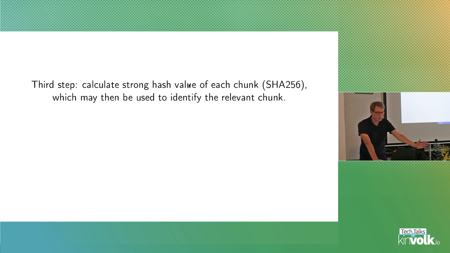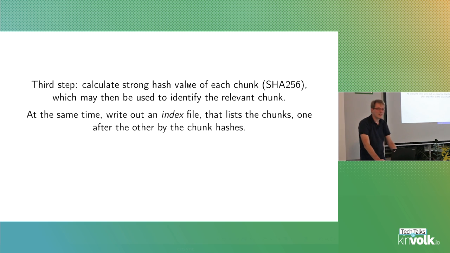So the first two steps were serialization of everything and chunking things up. The third step now is, after we got all these chunks, we calculate a strong hash value of each of these chunks. The hash function used is SHA-256. Everybody knows that, I presume. Now, this is where the idea of Git gets into play, because we can use the strong hash value that we calculate for each chunk for identifying the chunk. At the same time, we write out a so-called index file. The index file is nothing more than the list of the chunk hashes, right? So the index file will now describe our serialization perfectly, because it just says, you first have to put the chunk with the hash value so and so, then the next one is the chunk with the hash value so and so, and so on. And there you go.